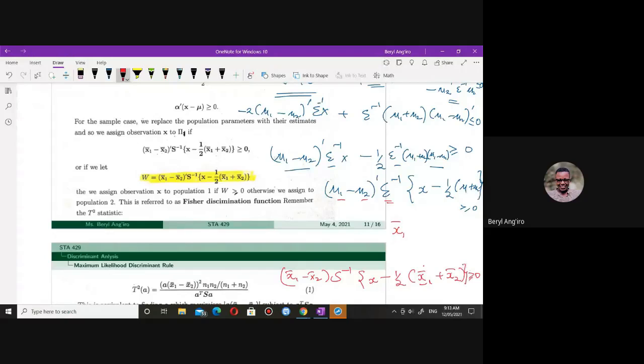So we say this is W. If the value W is positive, that is if this term is positive, then we assign observation X to population 1. Otherwise, you assign it to population 2. So if this value is negative, then we assign the object X to population 2. This is what is referred to as Fisher's discriminant function. We have an example on the same.